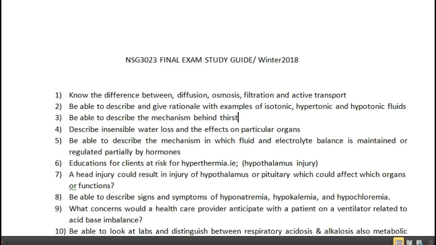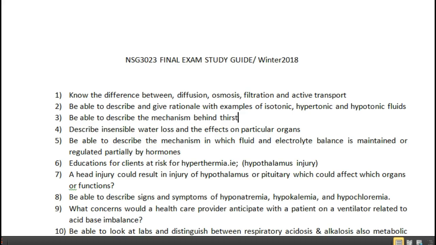Filtration is the net effect of several forces that tend to move fluid across a membrane. So it could be the result of there being a higher concentration on one side, but it's the actual effect of what happens at the end, what's left over at the end.